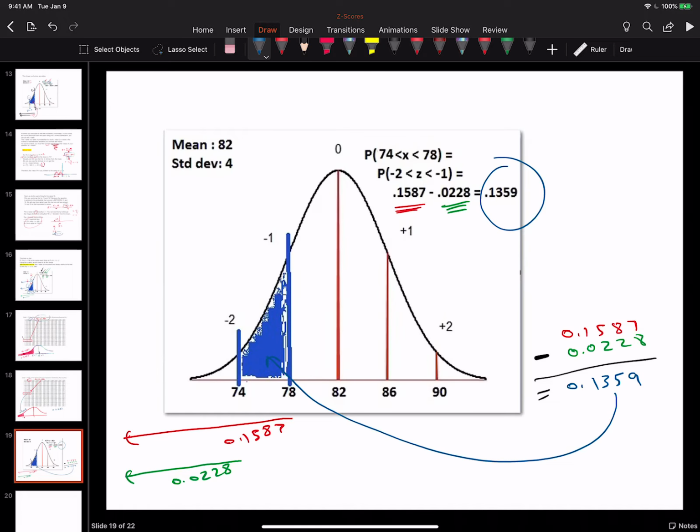Hopefully that helps understand what the z-score is and how to convert back and forth from z-scores to x-scores, and the meaning of the z-scores. It's called normal distribution, standardizing, changing x's to z's. The mean becomes z equals 0, and the standard deviation, whatever it is, in this case 4, becomes z equals 1. Thank you.